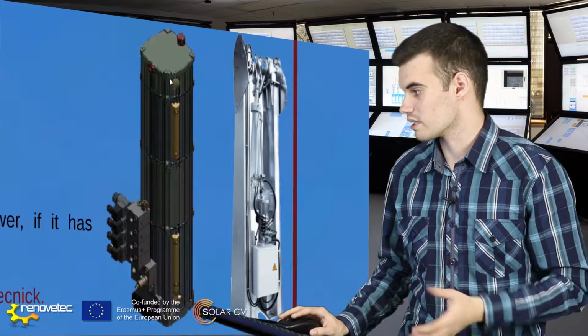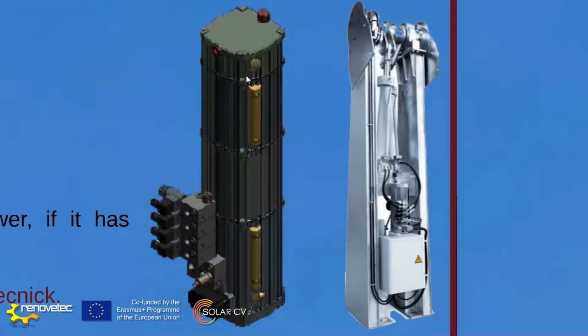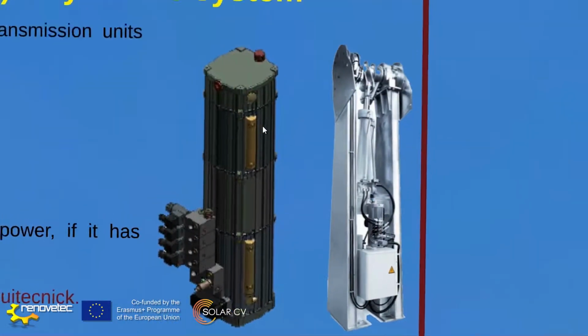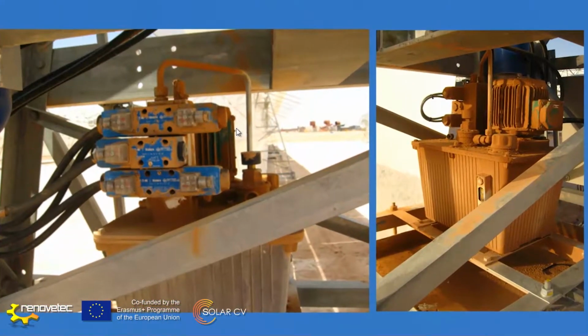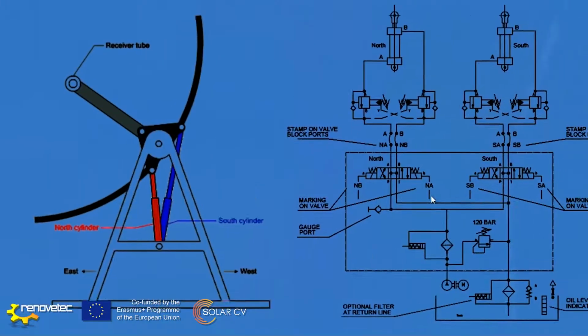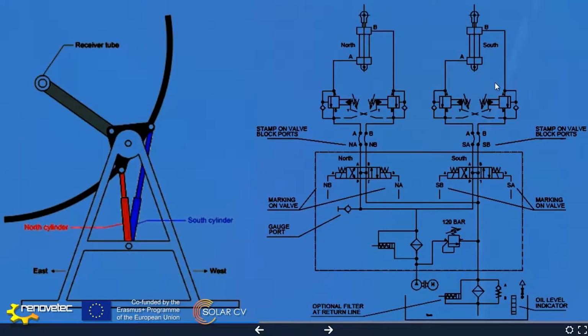Here we can see two simple examples. Here in a solar thermal power plant, and here the schematic of the hydraulic system. Here we can see that this system is in east-west orientation because it has got a north cylinder and a south cylinder. So the parabolic trough is going to move in this direction.